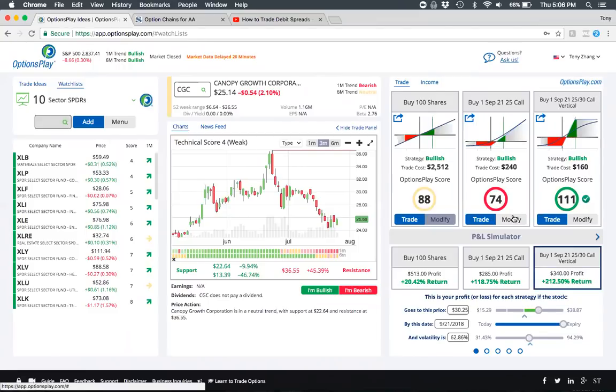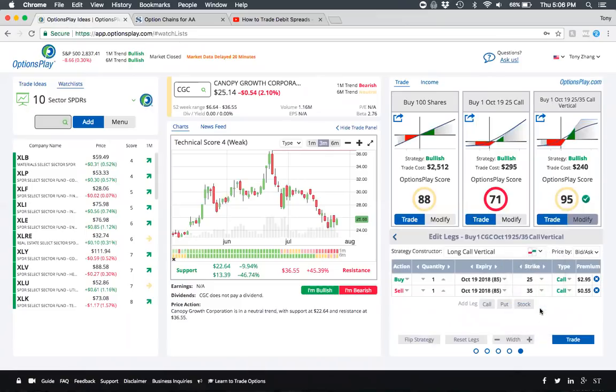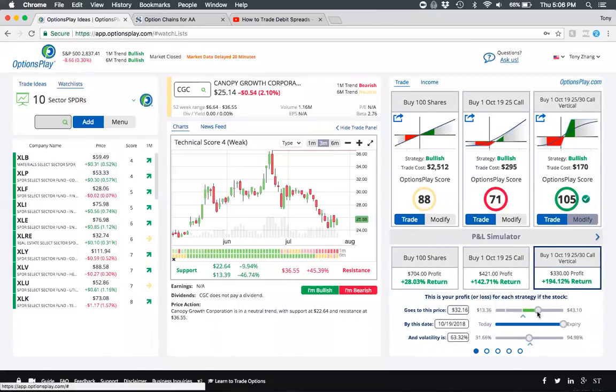Now, I'm using the September one. You asked for October. We can easily flip over to October real quick. It's really easy to do that. So let's take a look at October. Same thing. These strikes are really far apart, so you don't really have a lot of choices here. But you can use them, and as you can see, 295 versus 170. So it's a 142% return versus a 190% return. That's really where you can use this tool to quickly find opportunities.